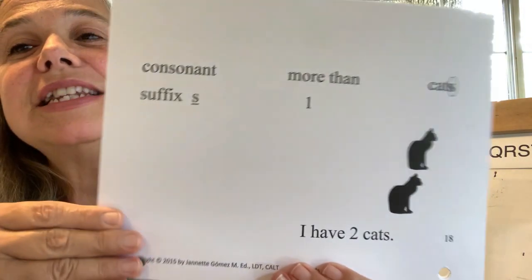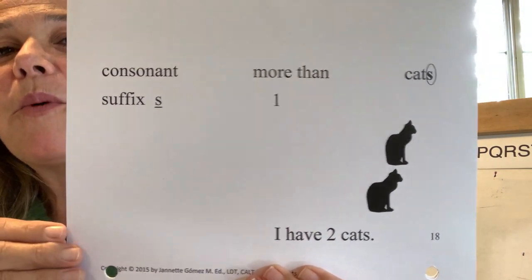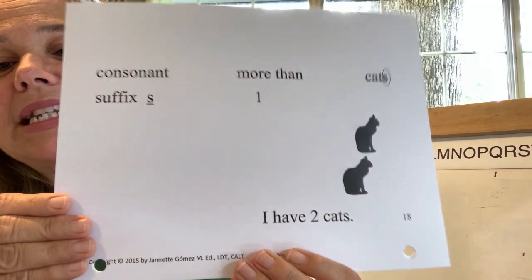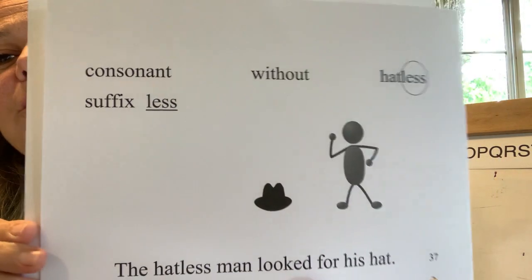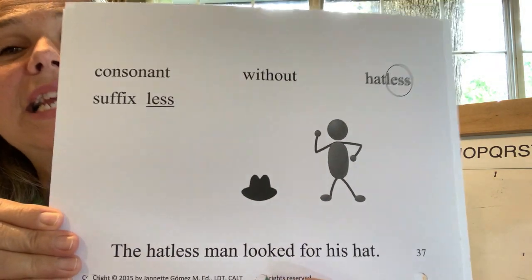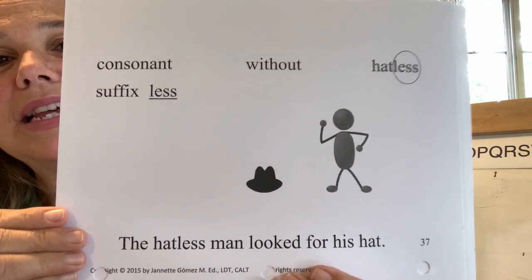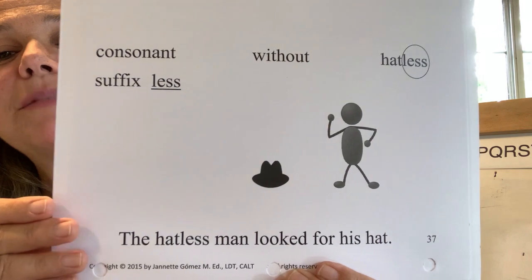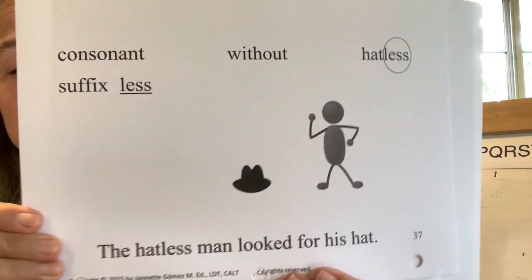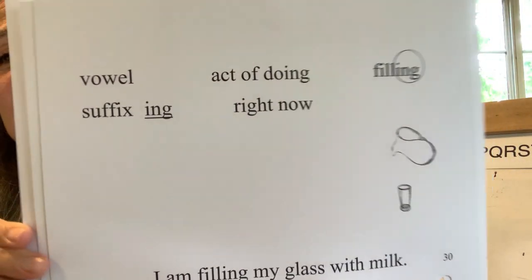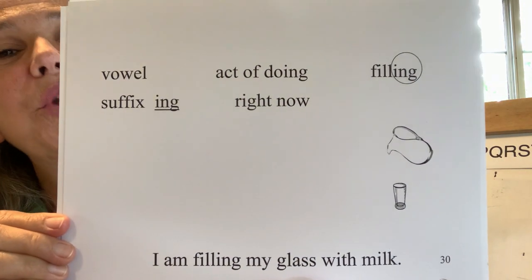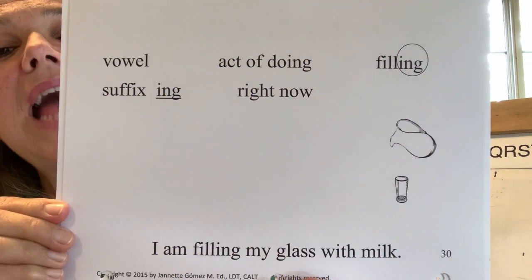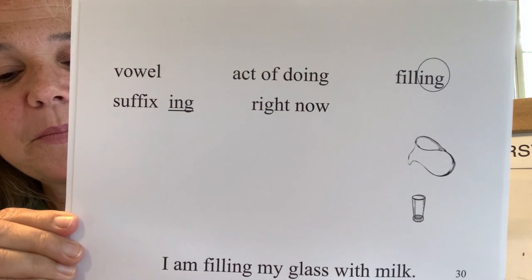We know consonant suffix S, more than one, cats. I have two cats. We know consonant suffix LESS, without, hatless. The hatless man looked for his hat. And our last one, vowel suffix ing, act of doing right now, filling. I am filling my glass with milk.